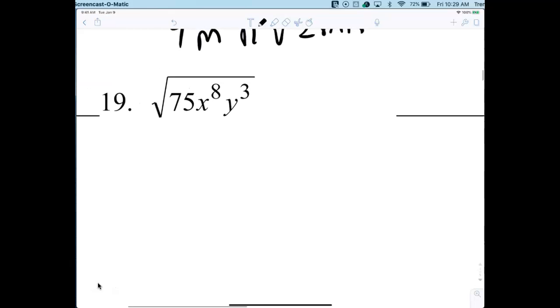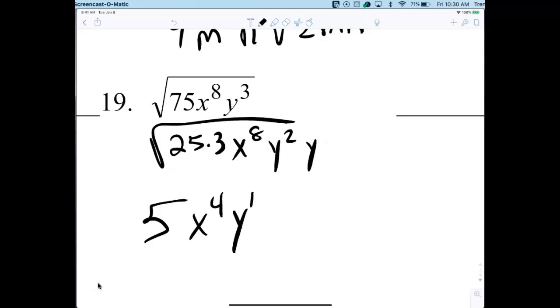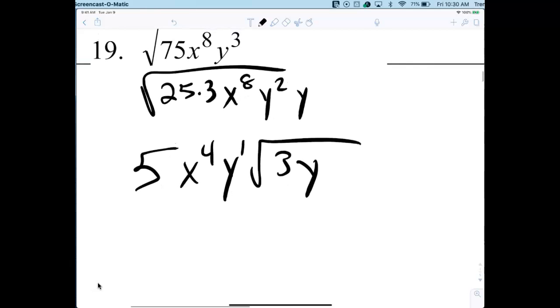19. 75 breaks down to what? 25 times 3. Do I have to break down x to the 8th? What about y cubed? Right. Okay, now come on. What's the square root of 25? Square root of x to the 8th. Square root of y squared. What's left behind? 3y. Now, do I have to technically put the 1 there? No, I don't really have to put the 1 there. I just put it there to show you that 2 divided by 2 is what? 1. Yes, Thomas. Good job, Thomas.